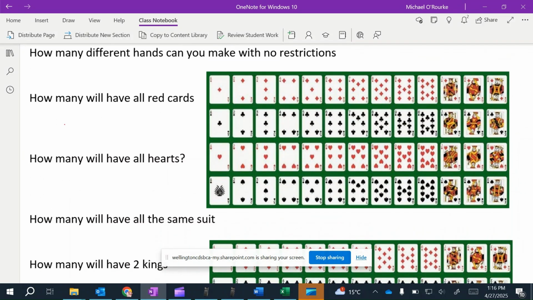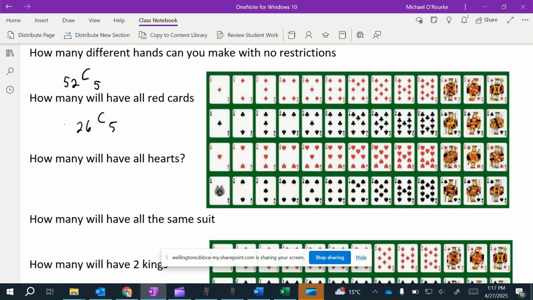So how many hands could be made with no restrictions? No restrictions at all. So if you think about it, I have 52 cards altogether. How many do I need out of there? I need 5 cards. So that's my, how many can I make? Just 5 cards. Now, how many can I make with all red cards? Well, I have 26 red cards, and I need 5. Remember, it's all options, and how many you want.